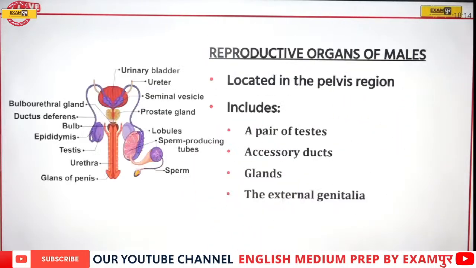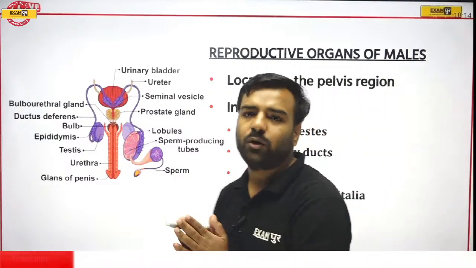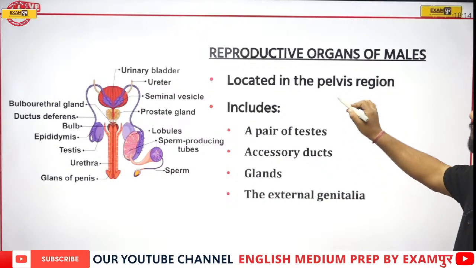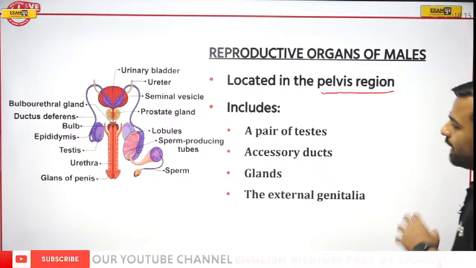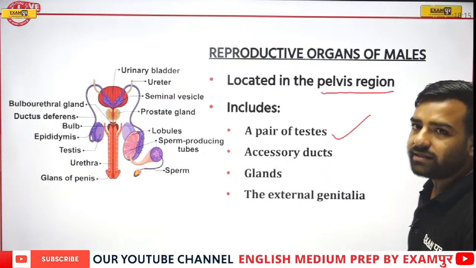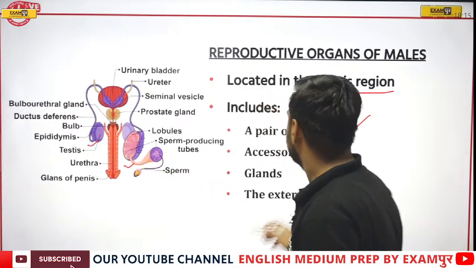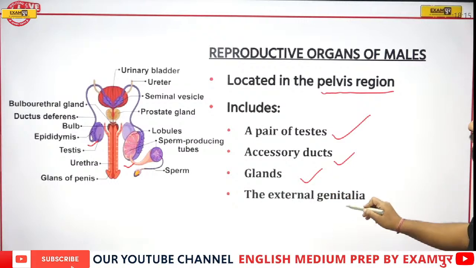Fine. Understood. Now moving to the next part, if I talk about the reproductive organs of the males, just have a look. Where is it located? This is located in the pelvis region, which includes what? It includes a pair of testes. That is, there are two testes. Just have a look. One is here, one is here. Now, apart from that, there are accessory ducts, there are glands, and there is an external genitalia.